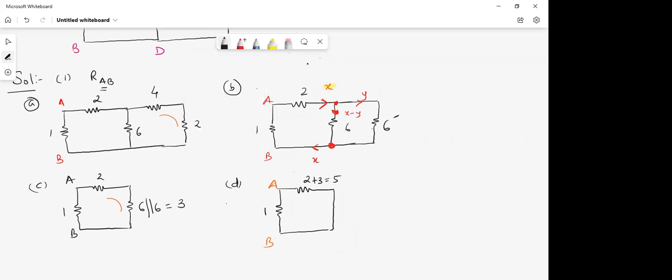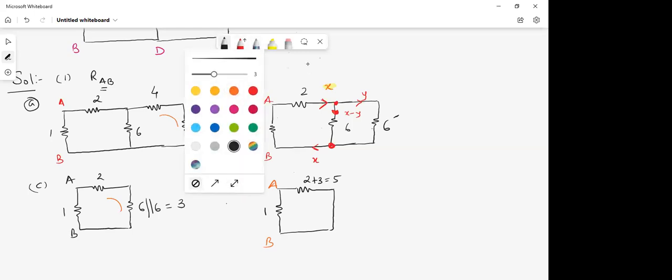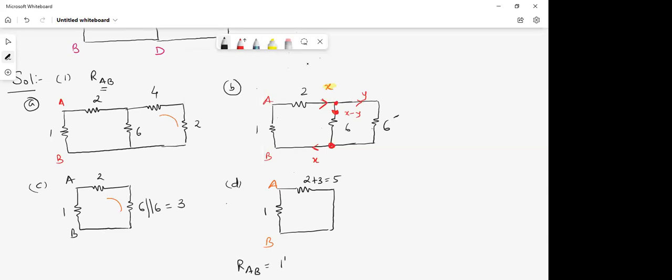Okay. Now anything in series? No, sir. Anything in parallel? Yes, sir. What is that? 1 and 5. 1 and 5 are in parallel. Fine enough. So RAB will be 1 parallel 5.